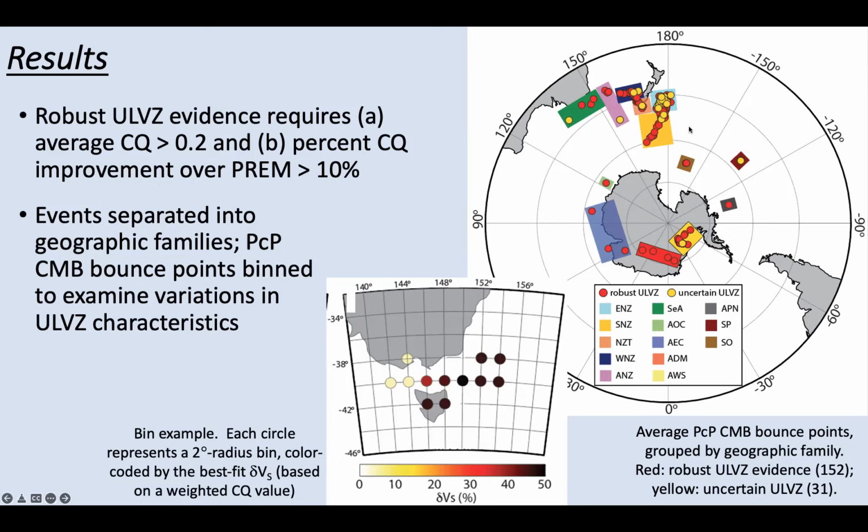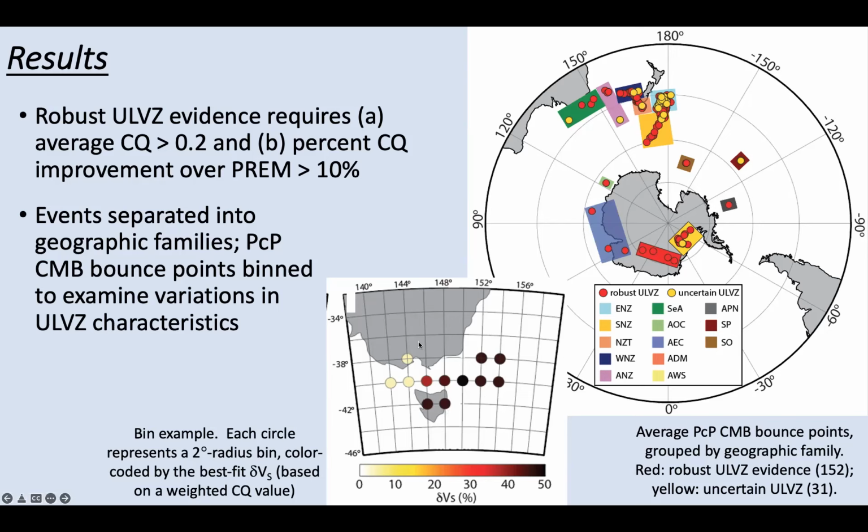So as you can see, our sampling points, our PCP points, spread over a pretty big geographic area. And so we decided to separate them into geographic families, which are highlighted by the colored boxes on this map. And then within each of those families, we subset things a bit further and basically used circular bins to group together the PCP bounce points on the core. So the bottom map here is just one example of one of our geographic families.